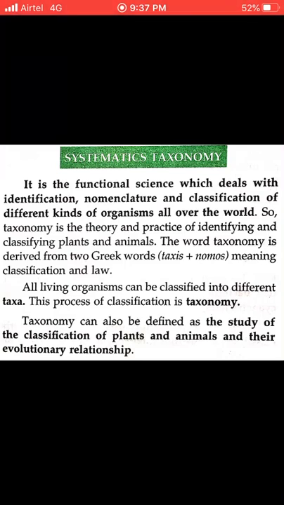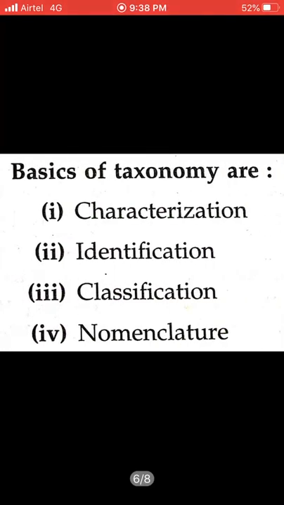Taxonomy is basically a science which deals with the classification of living organisms in the form of plants or animals, and to study their evolutionary benefit. Now, on what basis is this done? It is done on four bases. Basis of taxonomy: first, categorization. First we categorize, these are the certain groups. Accordingly, we put the organism into a certain category. Identification: first we identify the organism.